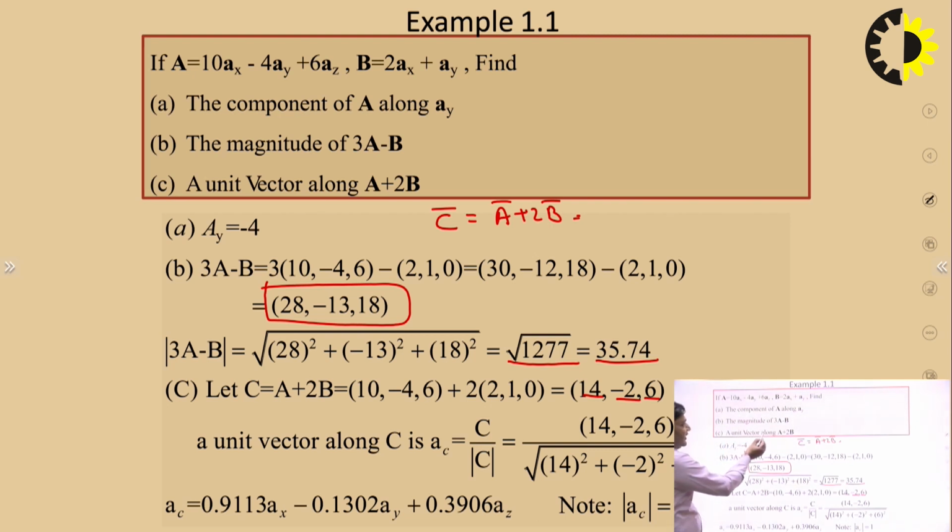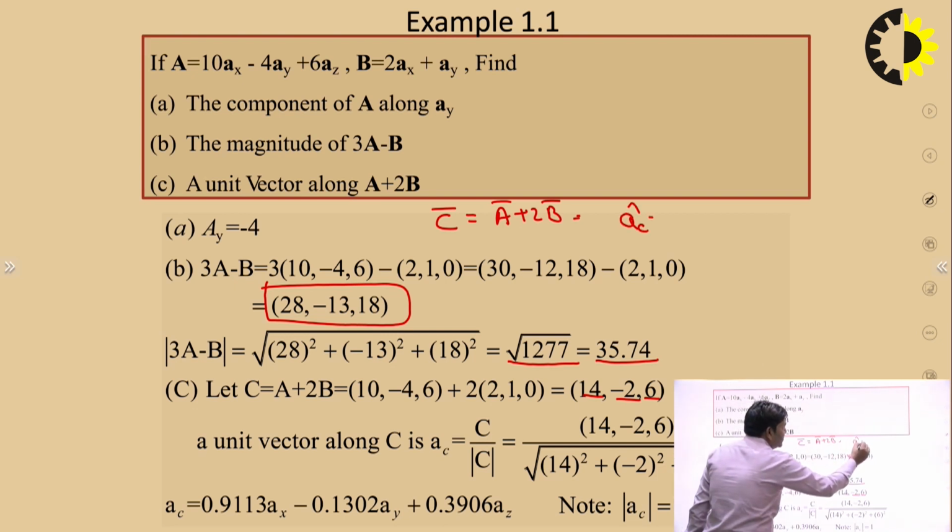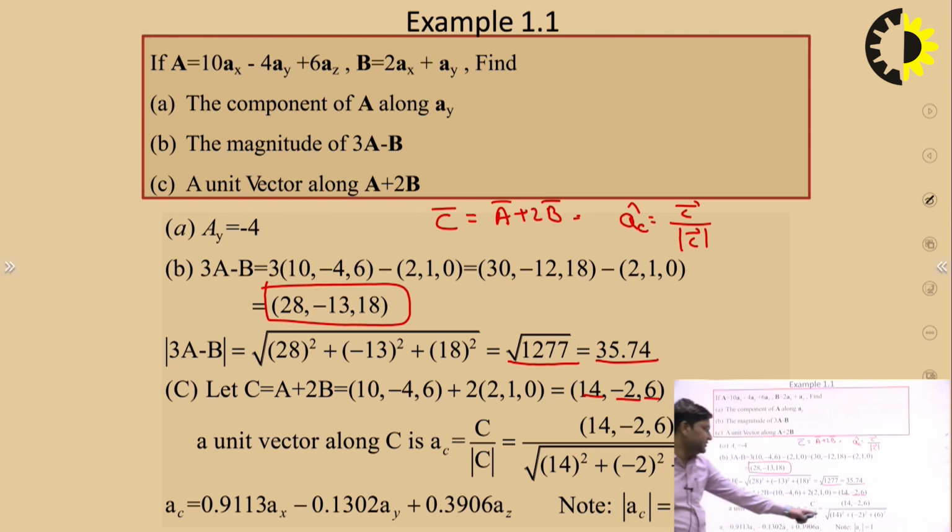So what do we find? The unit vector along A plus 2B, that is, the unit vector along C, is equal to vector C upon mod of vector C. Vector C is (14, -2, 6), and the mod of C is the square root of 14 squared plus (-2) squared plus 6 squared. So the unit vector along C, or along A plus 2B, is 0.9113 ax minus 0.1302 ay plus 0.3906 az. Okay.